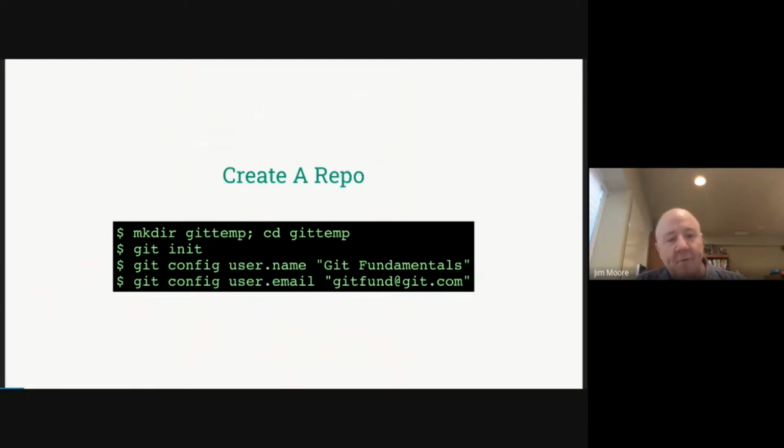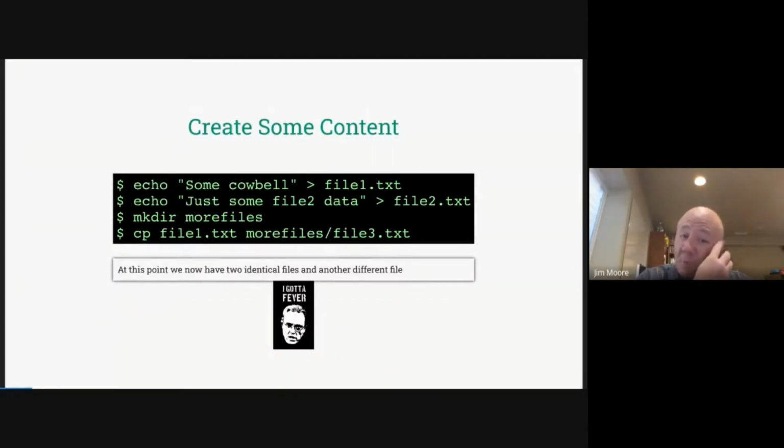So I'm going to make a directory, git temp, go into that directory, git init, configure my username and email, all things that every Git user is used to. And now at this point, I'm just going to create a few files, 3 files specifically. The first one with some cowbell in it, another one with some file2 data, and then I'm going to create a subdirectory and copy the first file into file 3. So as it says there, we now have 2 identical files in 2 different places on the file system and another different file.